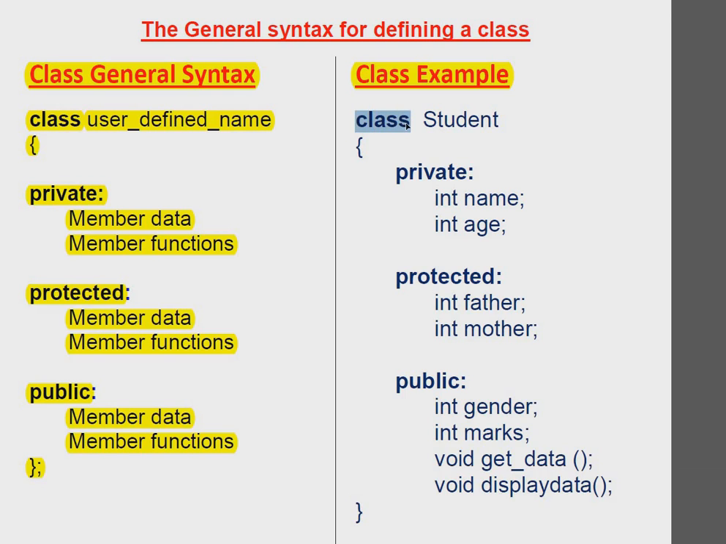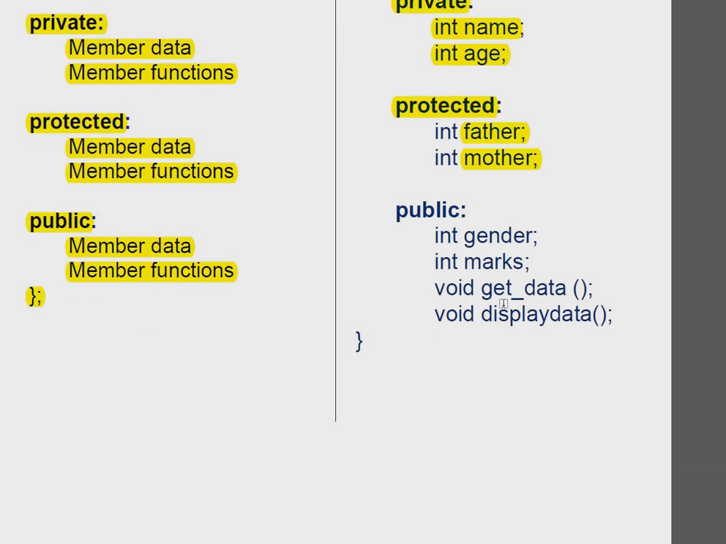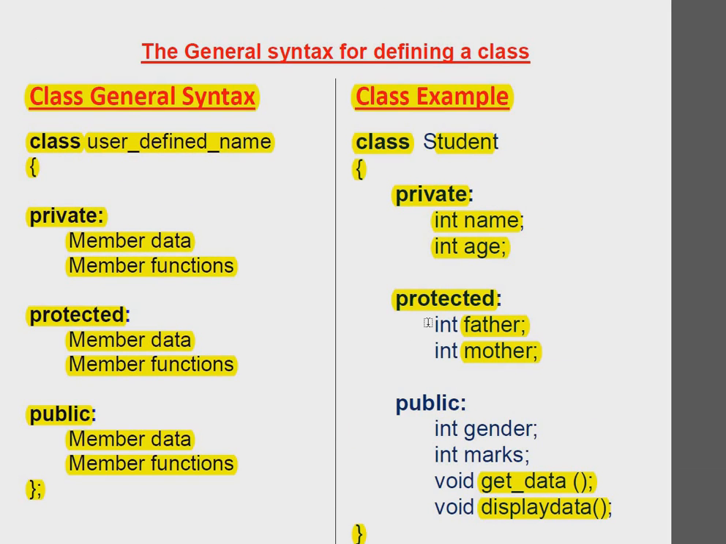Always a class should start with the class keyword. Then student, this is the name of the class. Then opening flower bracket, private, and these are the variables, integer name and integer age, like this. Then protected access specifier, then variable names. These are data members, and this is a member function for reading the value of variable. This is just an example of how to create a class.